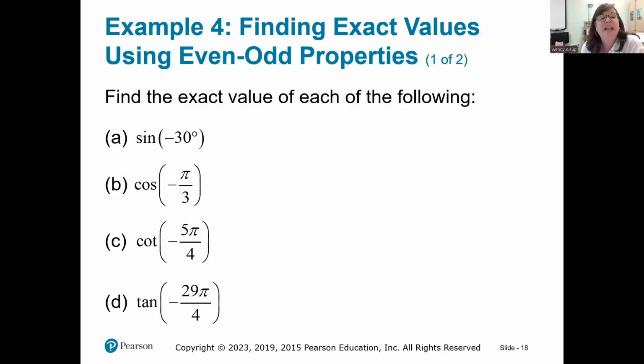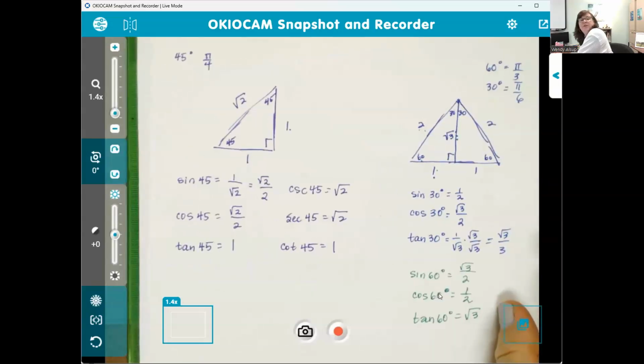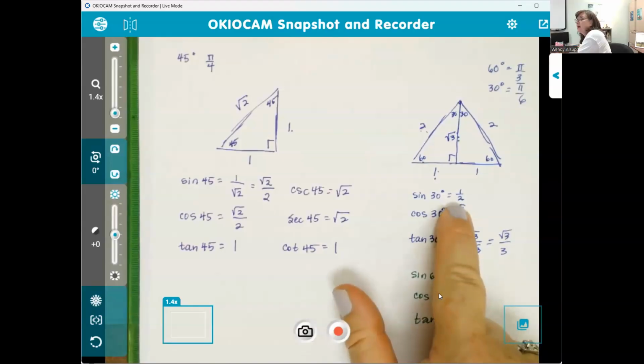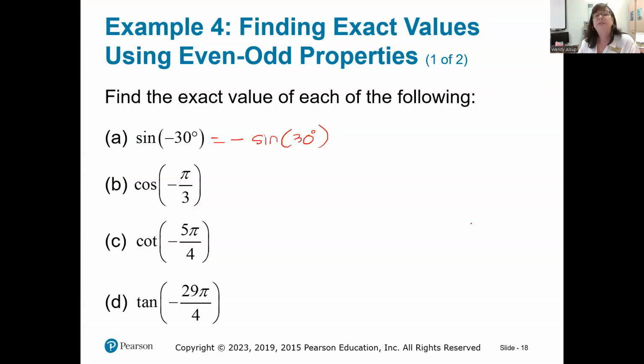So if I give you sine of negative 30, this means it's the opposite of the sine of positive 30. All right, well, we just spent a little while ago reviewing all of these. Let me put this sheet back up here, and hopefully you wrote down something when I was reviewing these, but you have all this, right? So I need the opposite of the sine of 30. So the opposite of 1/2. So mine is going to be negative 1/2 here.